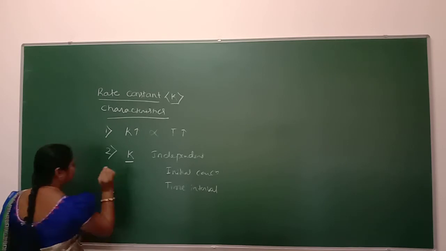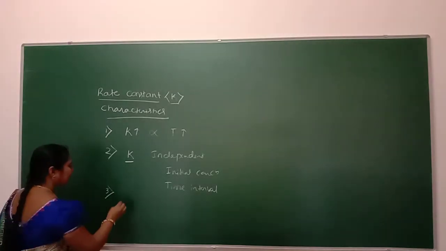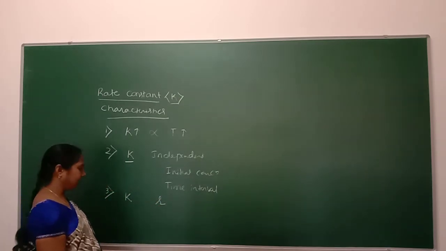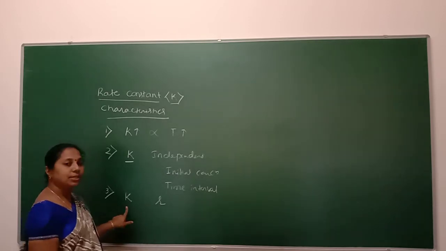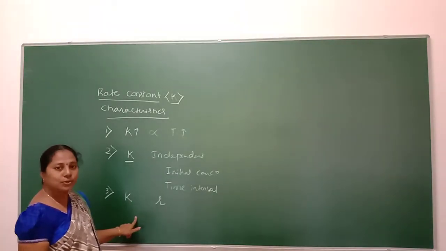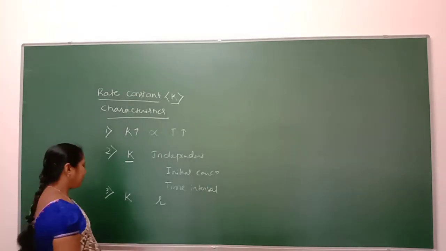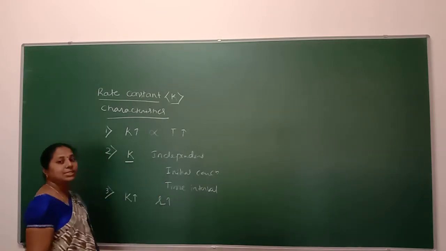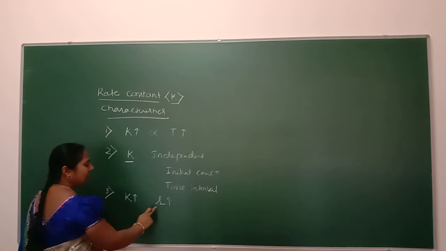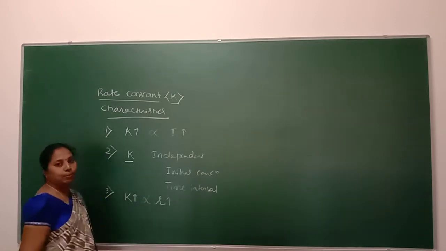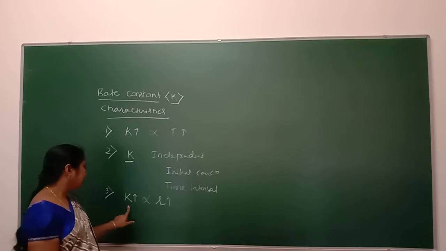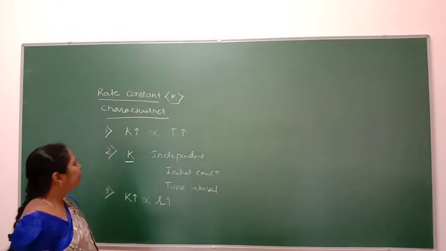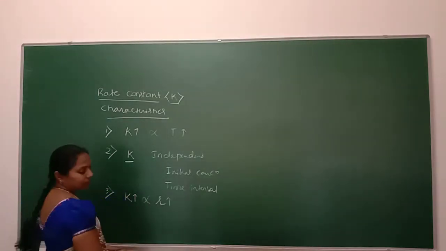And the third characteristic of this rate constant is that the rate constant K depends upon the rate of reaction. So rate of reaction and rate constant are related to one another. So how are these two related? As the value of rate constant increases, the value of rate of reaction also gets increased. That means rate constant and rate of reaction are again directly proportional to one another. So those are the few characteristics of the rate constant.